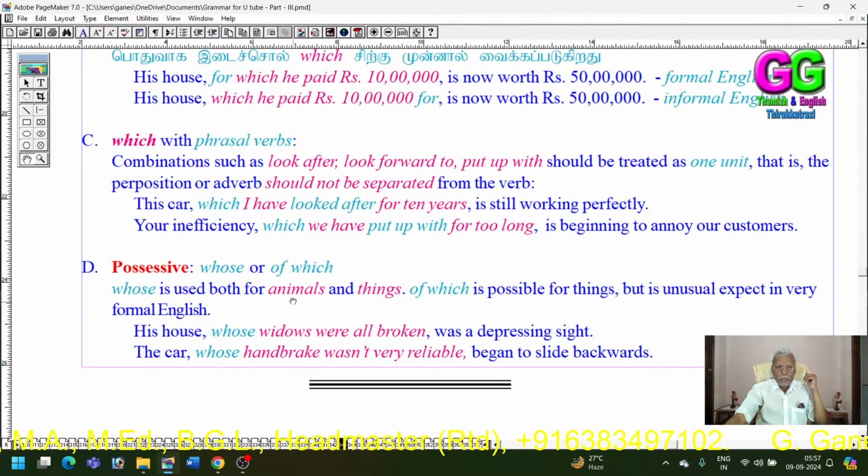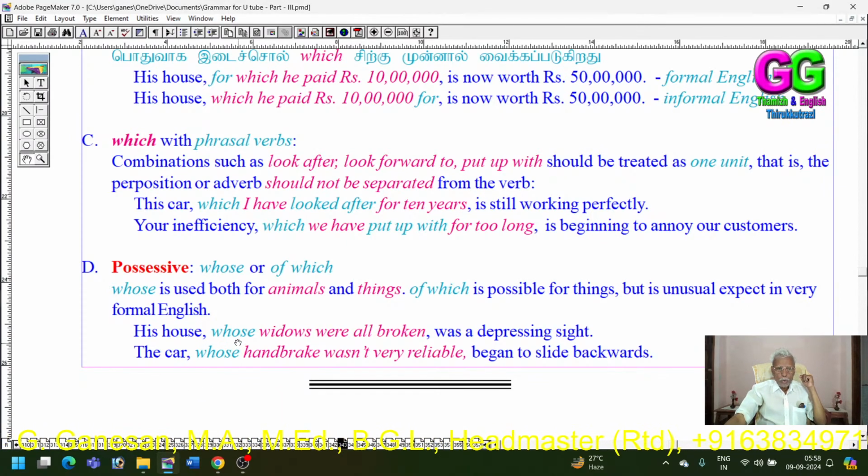Whose is used both for animals and things, of which is also possible for things, but that is unusual except in very formal English. Only in very formal English is of which used. But in normal speech and informal English, the possessive used in non-relative classes also is whose.